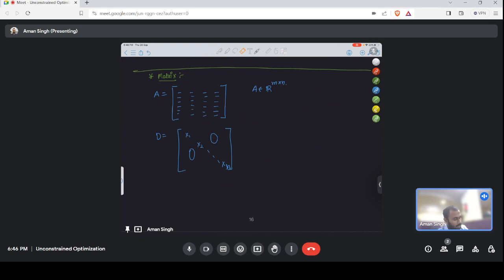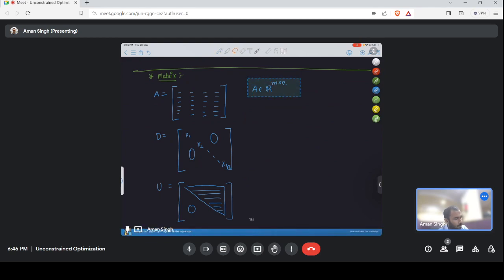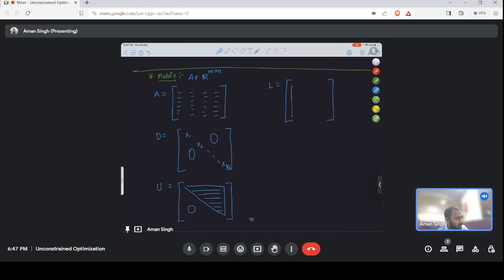Then we have something called an upper triangular matrix, which means the diagonal and above-diagonal elements are non-zero, and the rest of them are zero. We also have a lower triangular matrix, which is similar: the diagonal and elements below the diagonal are non-zero and the rest of them are zero. There's also the identity matrix, in which the diagonal elements are all one and the rest of them are zero.